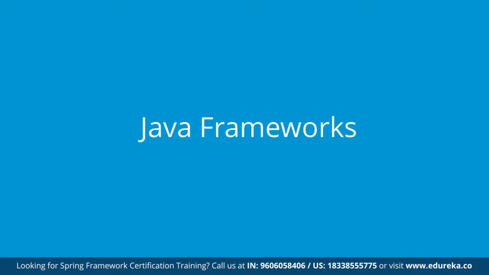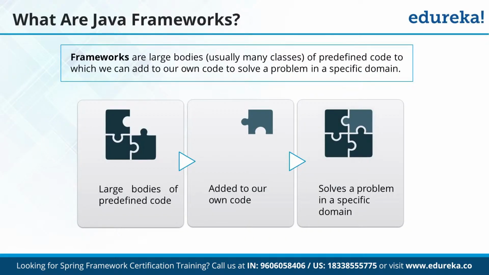So we need to know Java frameworks, which are basically a collection of classes. We say a collection of APIs. It's predefined code which you can use in your programs to solve some specific problem. How does it work? We have large bodies of predefined code available to us. We can also call them APIs. So a framework is nothing but a set of APIs.